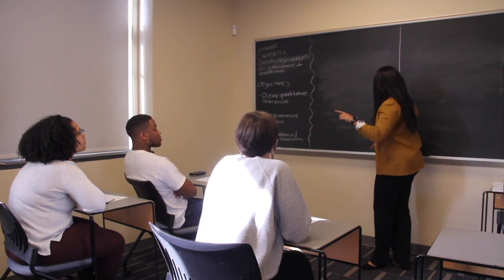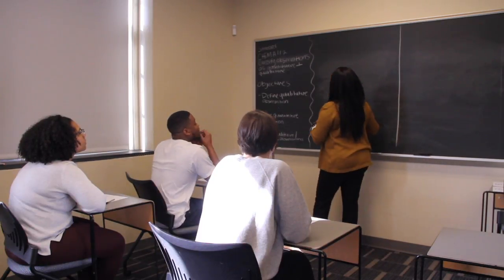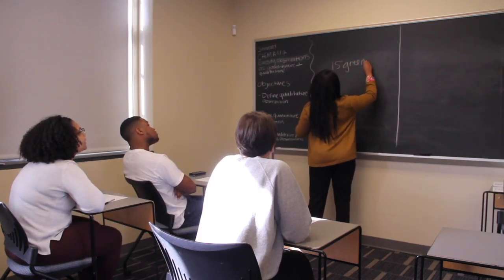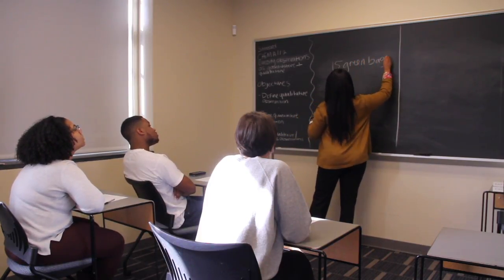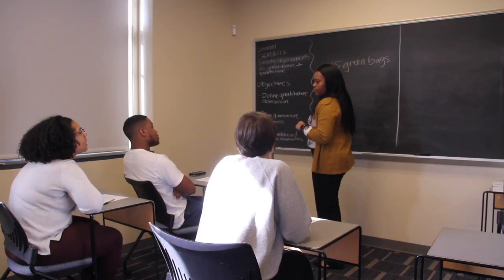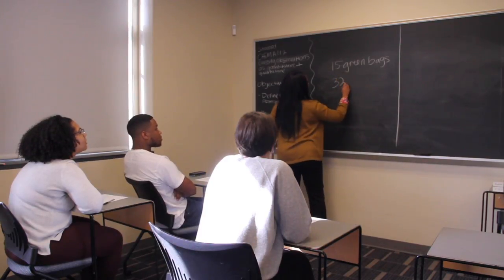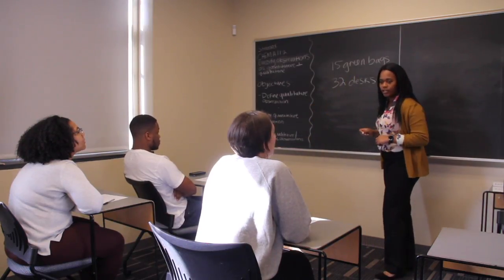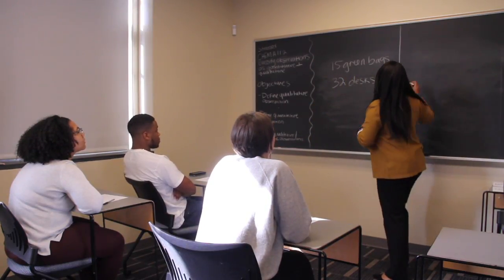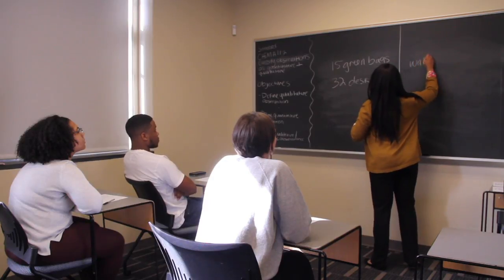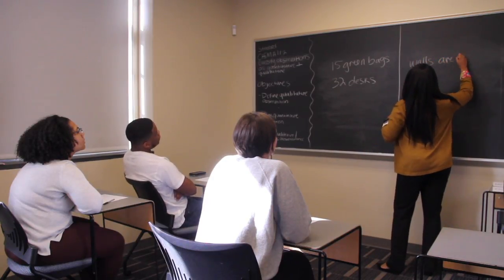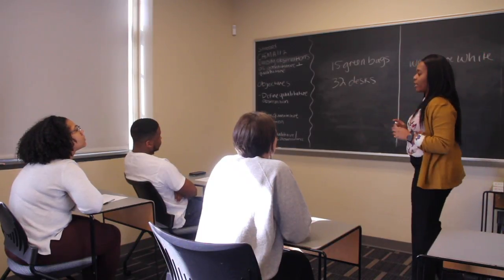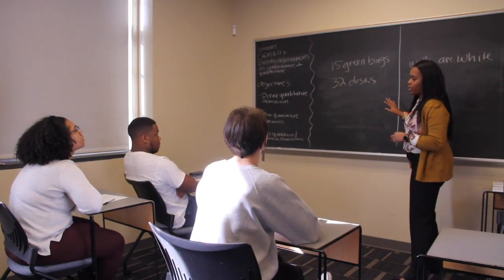Now that we're back and everyone has made their observations, can everyone share at least one observation? CJ, we'll have you go first. There were 15 green bags. Okay, and Imani, what did you find? There were 32 desks. India, what did you find? The walls are painted white.